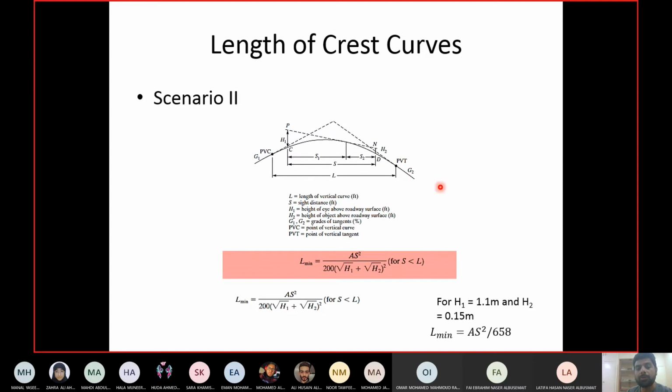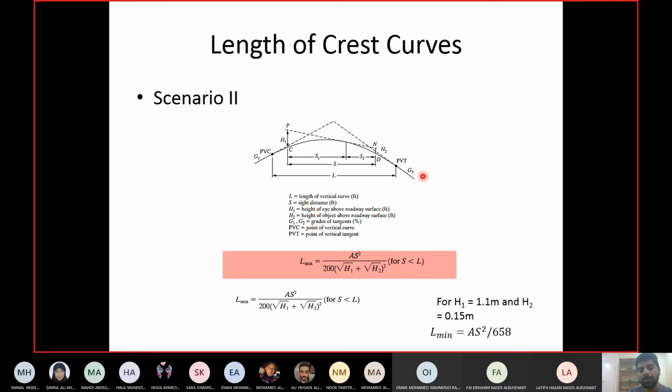But what about the driver who is coming from the other side? You are designing both directions of the road, right? So you want to make the road safe for both drivers. You want to have enough sight distance for both drivers, the driver who's coming from right to left or from left to right. The driver who's coming from right to left, for him G2 will go upward, positive.